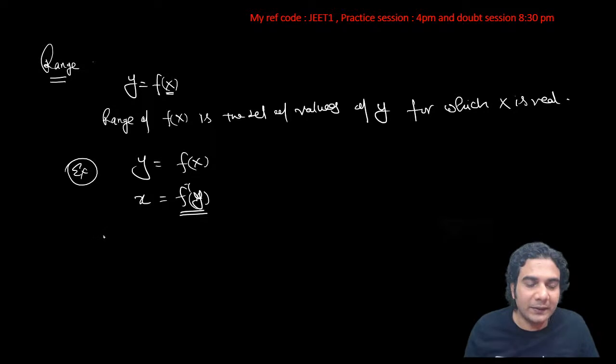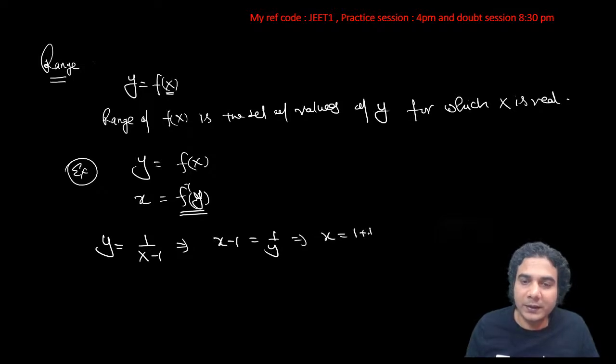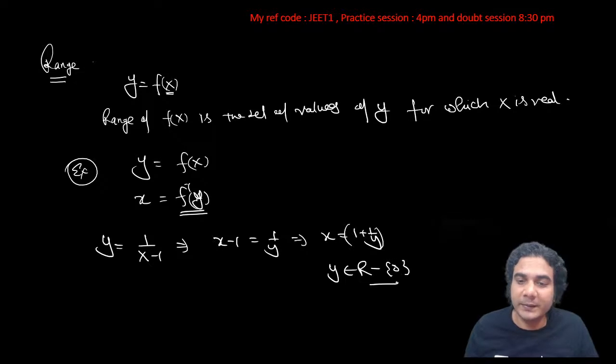Like y is equal to, say, I have written 1 upon x minus 1. The domain you can write easily, but if you need to find the range, then write x minus 1 is equal to 1 upon y, and then x is equal to 1 plus 1 upon y. Now you can see the values of y for which x is real. So y belongs to all real numbers except 0. That will be the range.